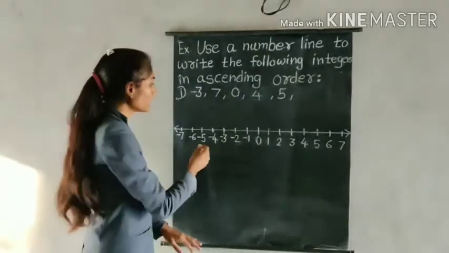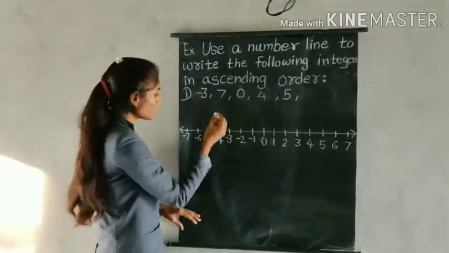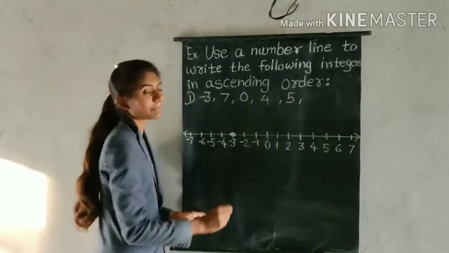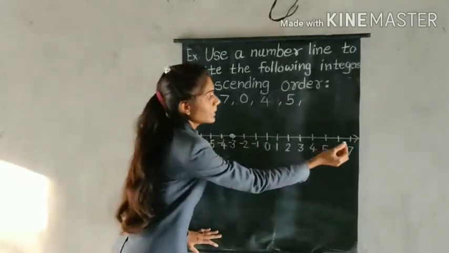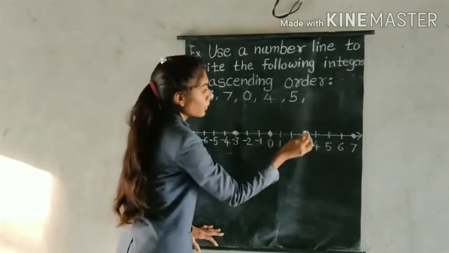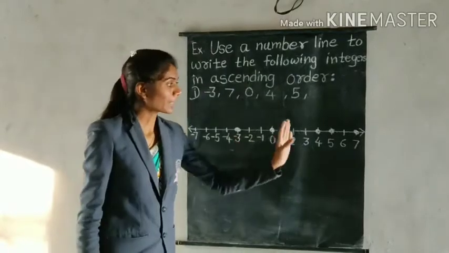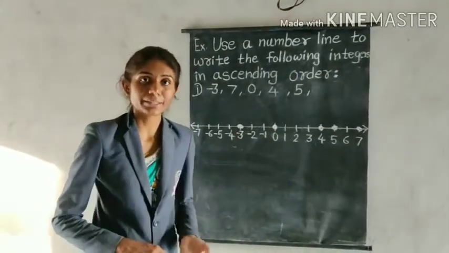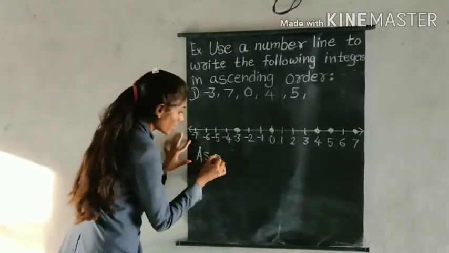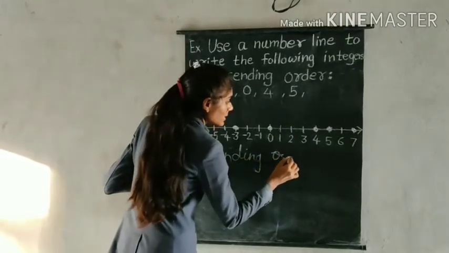Now, after drawing the number line, we will mark every integer on it. So -3, it is present here. We will just make one circle there. 7, it is here. The next, 0, it is present here. 4 here, and 5 here. After marking these numbers, we have to arrange them in a particular order. In our question, they ask for ascending order.